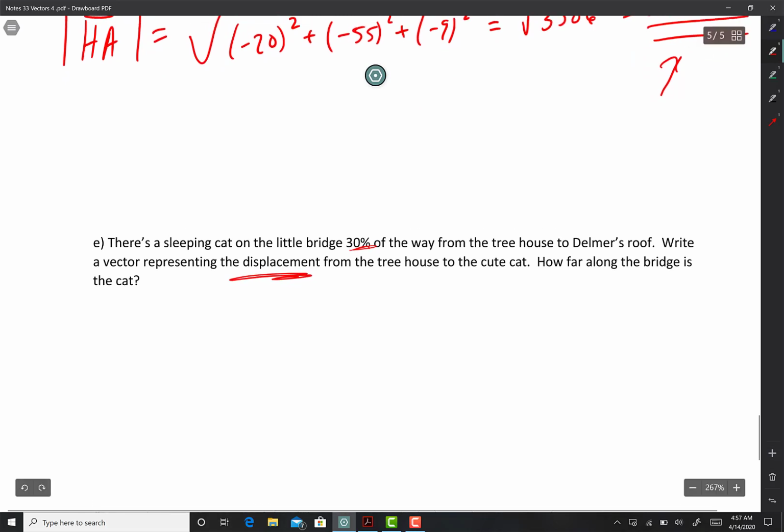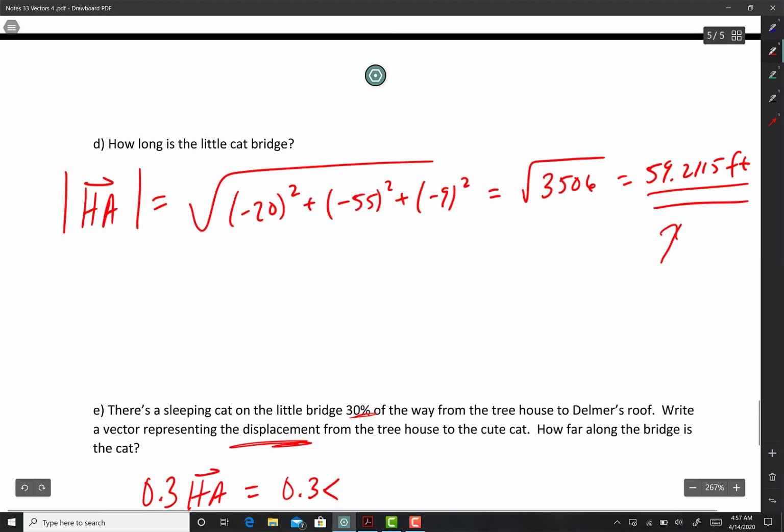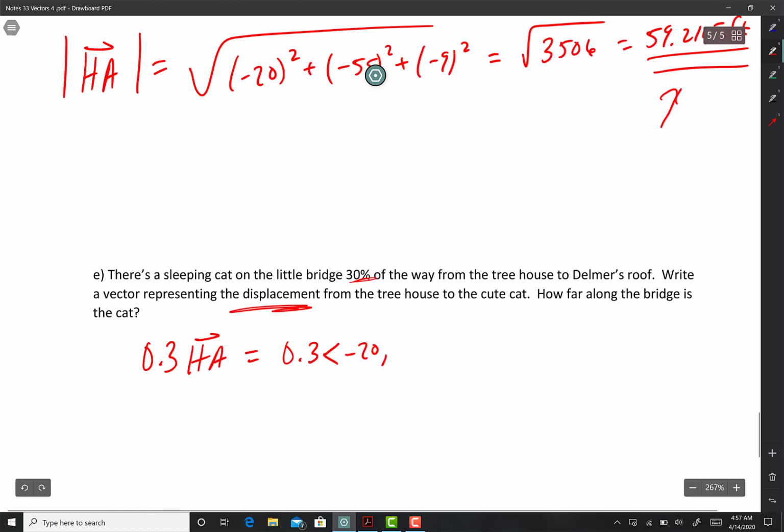So let's do 30% of HA. The 0.3 is the 30%, guys. So 0.3 times my HA: negative 20, negative 55, and negative 9. So let's see what that is. 0.3 times 20, well, that one's simple, that's just negative 6. And then 55 times 0.3, so negative 16.5. And then 9 times 0.3, so negative 2.7.